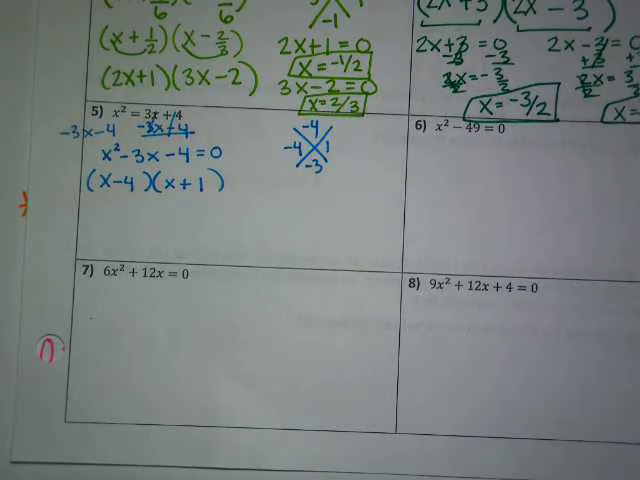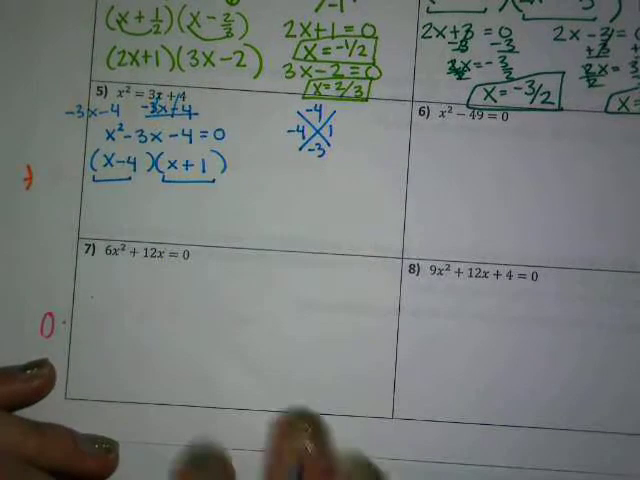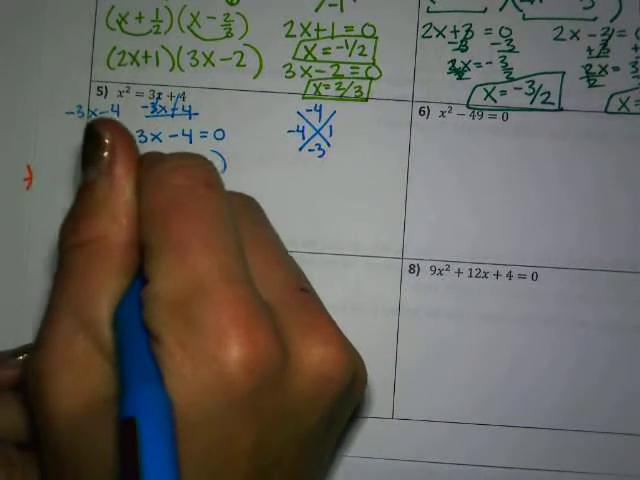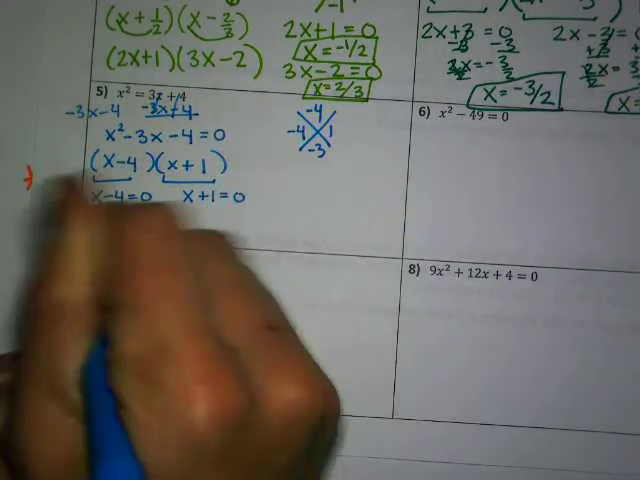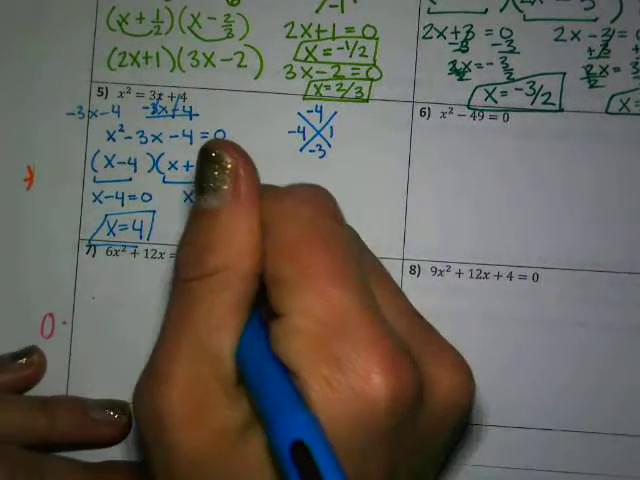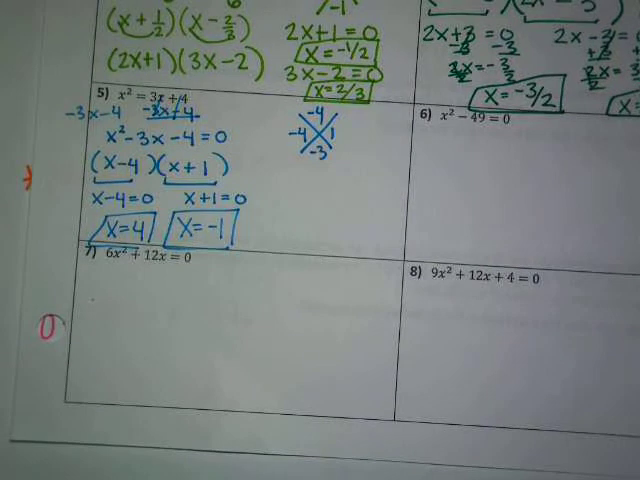So I am now just going to take my factors here and set them equal to 0. First one, x equals positive 4. Second one, x equals negative 1. Good. So x equals 4 and x equals -1. All right, almost done.